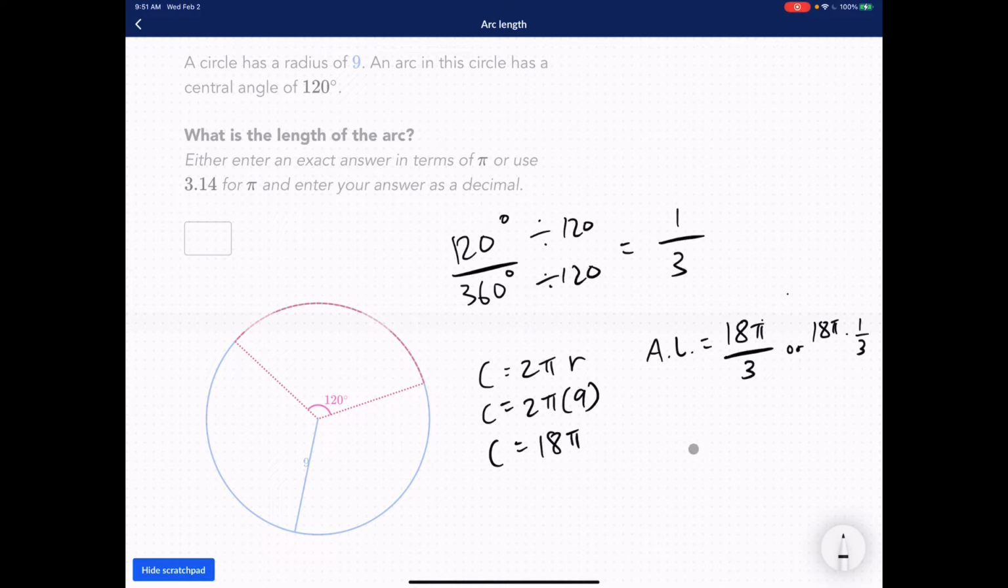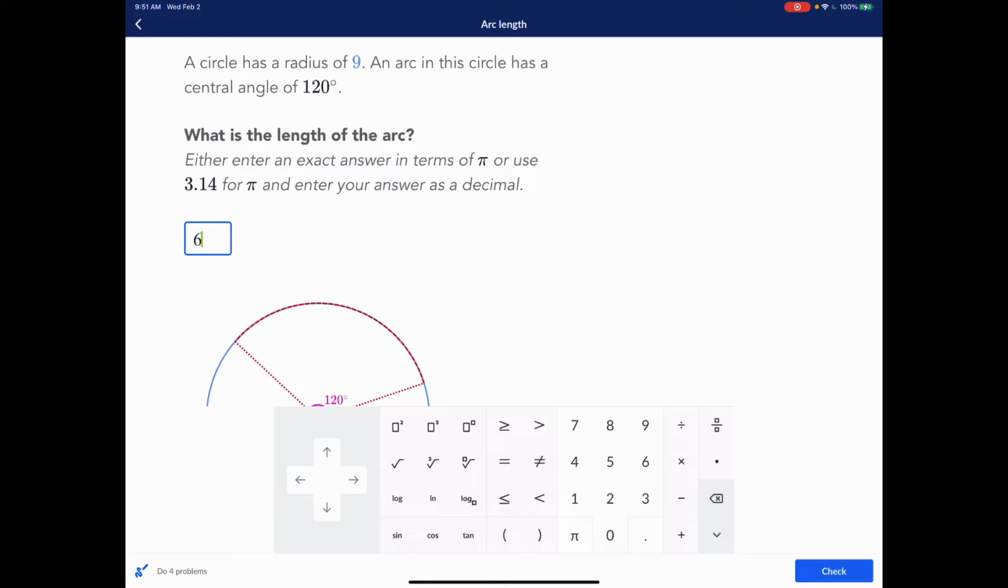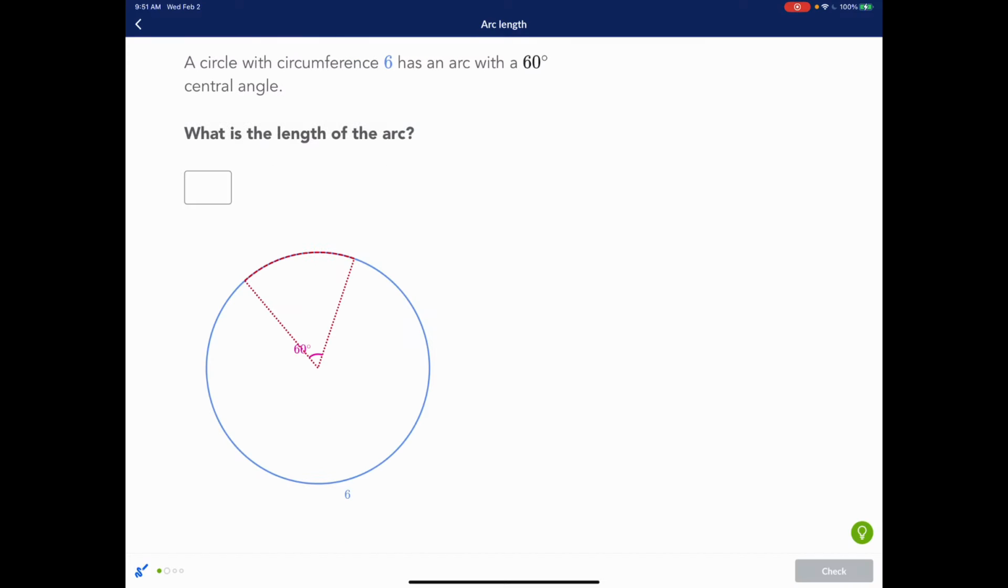Arc length is going to be then 6 pi, right? 18 divided by 3 is 6. So it's going to be 6 pi. So let's go ahead and write 6 pi. There is pi right there. 6 pi, and we're good. All right, now let's go ahead and look at this one.